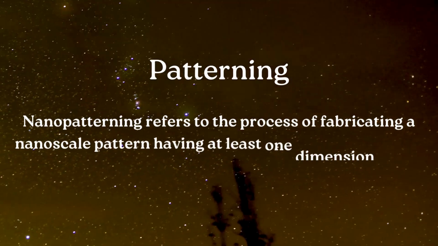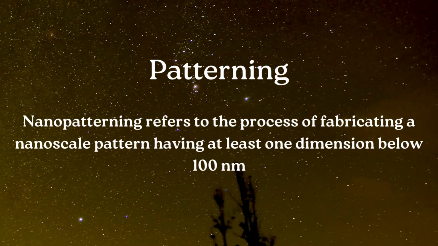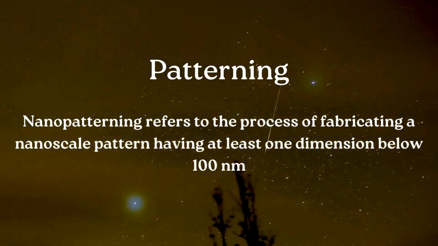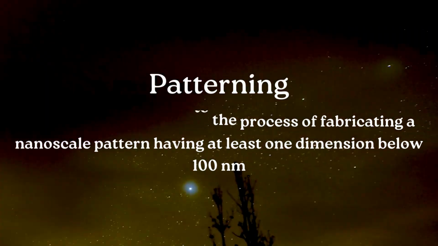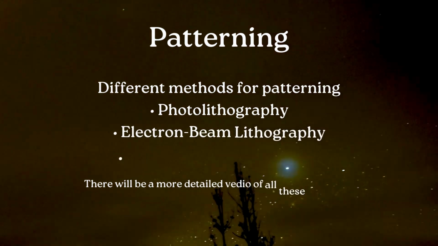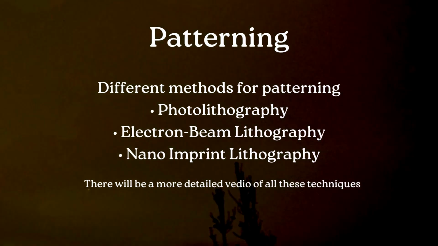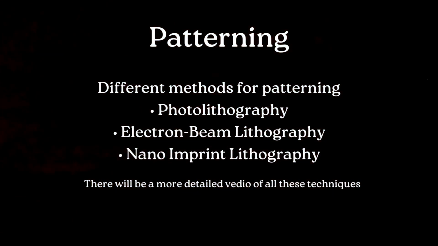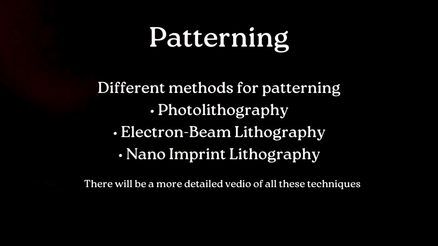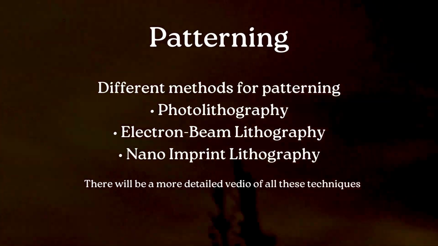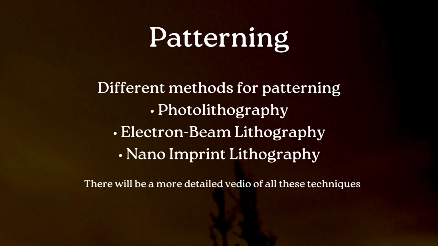Nanopatterning refers to the process of fabricating a nanoscale pattern having at least one dimension below 100 nanometers. Different methods for patterning are photolithography, that is by use of light, electron beam lithography, which, as the name indicates, uses a beam of electrons, and nano-imprint lithography. There will be a more detailed video of all these techniques.